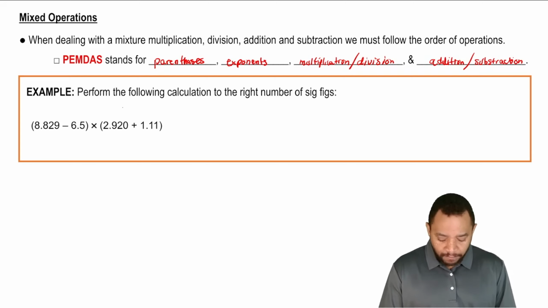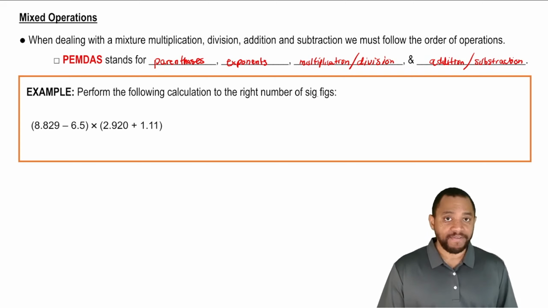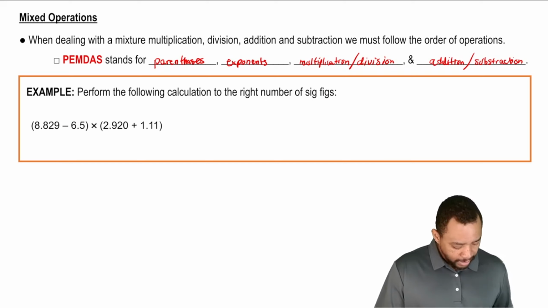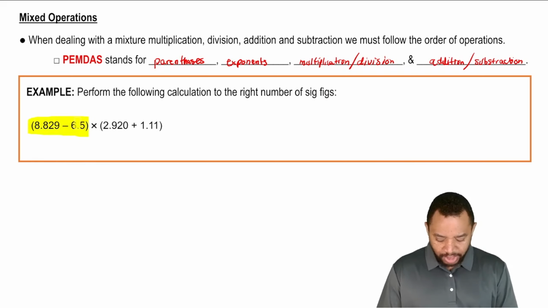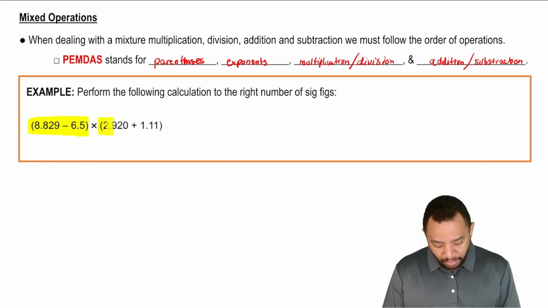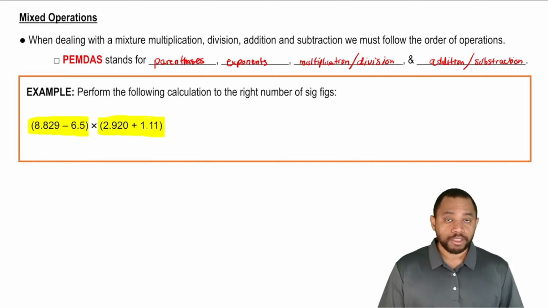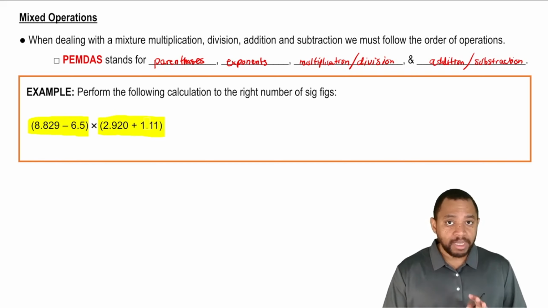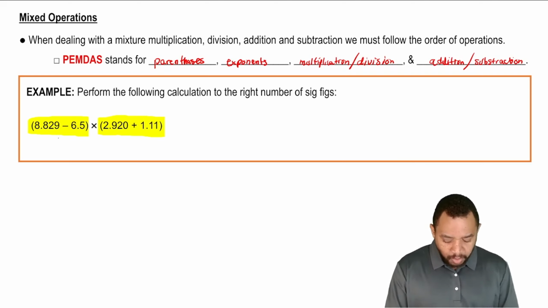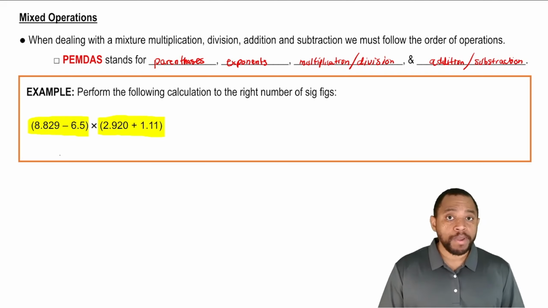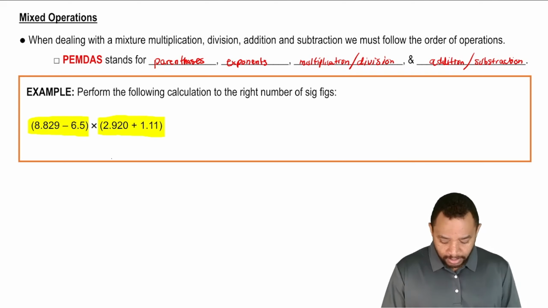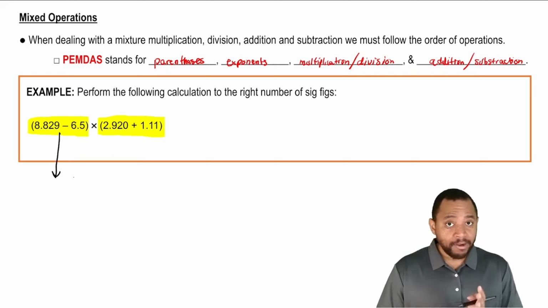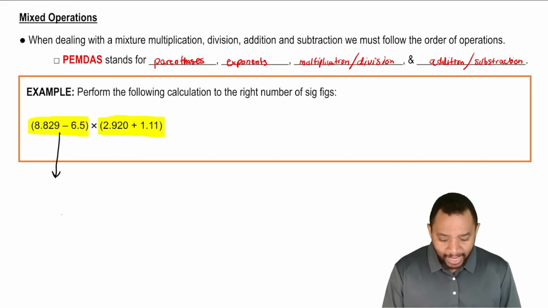If we take a look here, it says perform the following calculation to the right number of sig figs. All right, so if we look here, we have in parentheses this operation, and then in another set of parentheses, this operation. So we're going to do each parentheses separately initially. Now in the first parentheses, we have subtraction going on. Remember, when we're doing addition or subtraction, it's least number of decimal places. Initially, we're going to write down what we get in our calculator. So when I do 8.829 minus 6.5, I get initially 2.329.